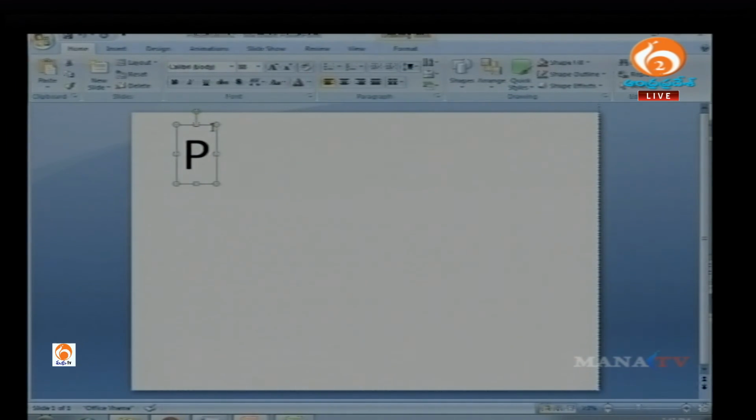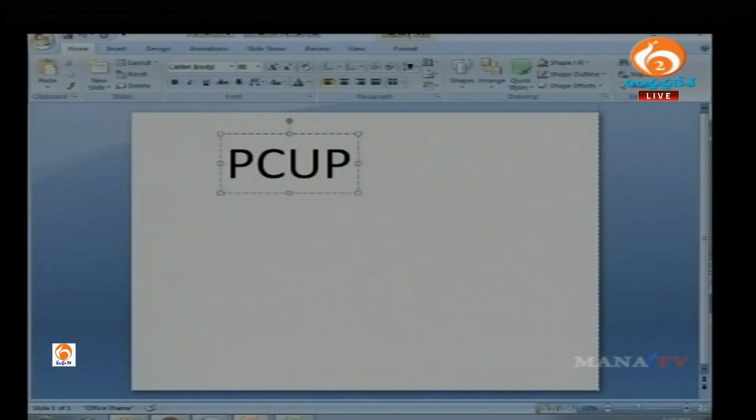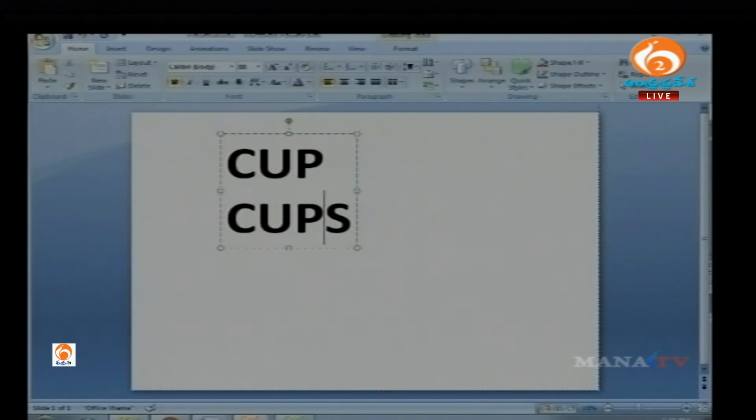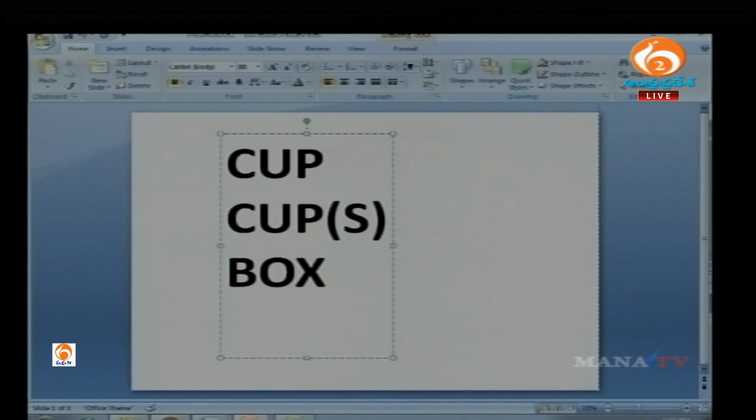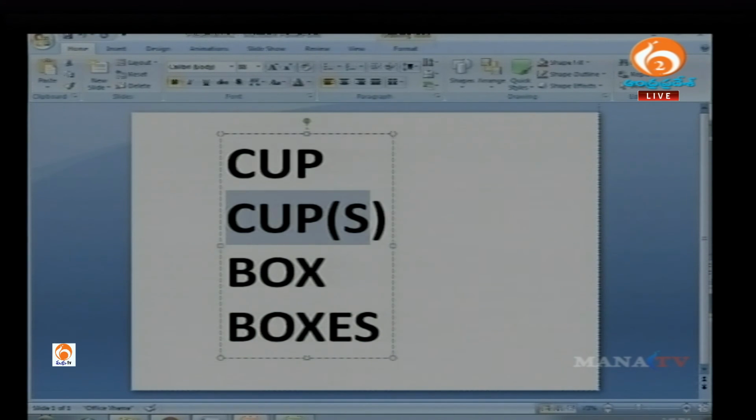So say for example, I have a word which is cup. So if I have to make a plural form, I will say cups. I just added the S in the end. But if I have a word box, I can't say boxs. I need to add an E. So I say boxes and I say cups.